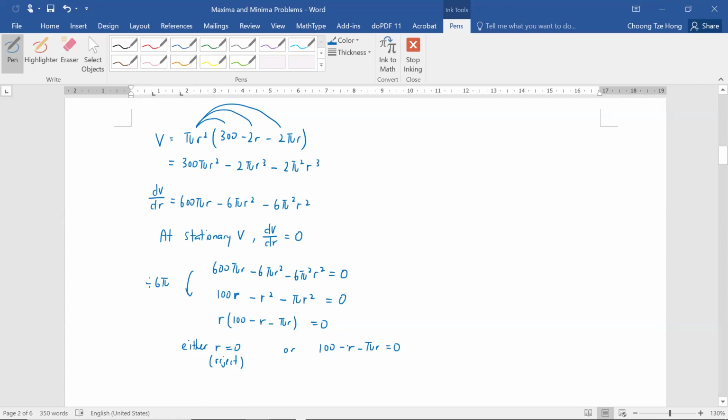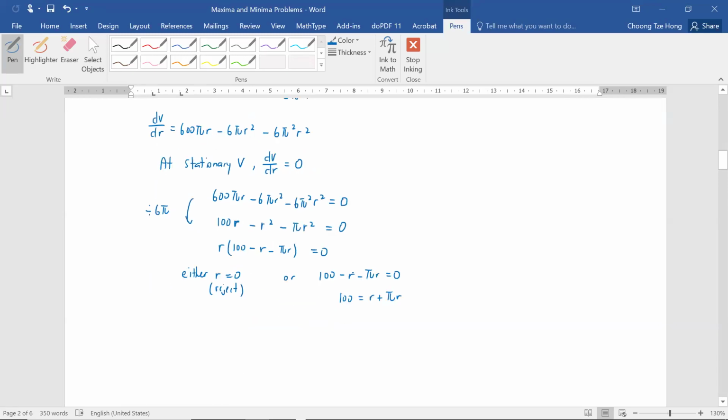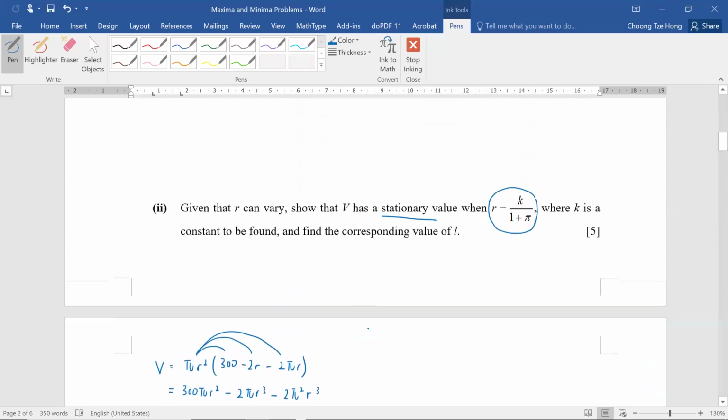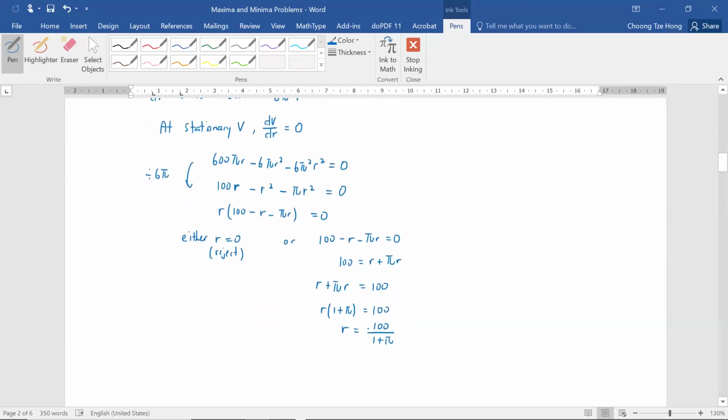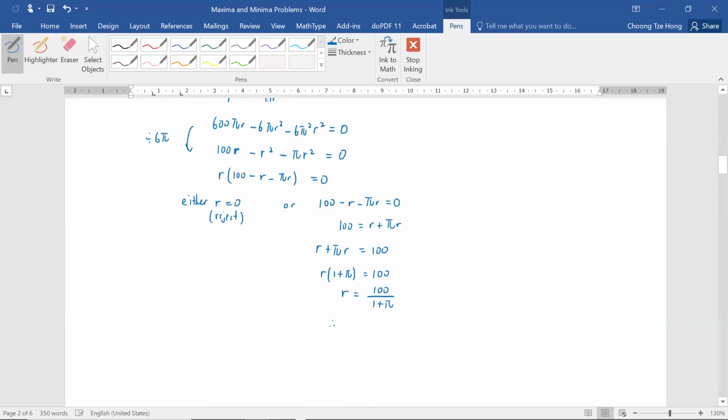We're going to bring r and pi r to the other side, then factorize out the r. I'm going to switch sides, as I prefer to have the variable on the left side. So I'm going to factorize out the r, and get r times 1 plus pi equals 100. Indeed we are able to express in that form. The form that we want is k over 1 plus pi, so now we have 100 over 1 plus pi. In other words, by comparison, k will be equal to 100.